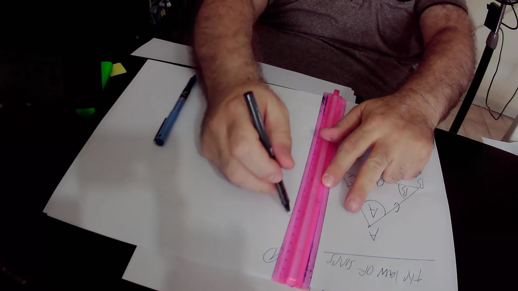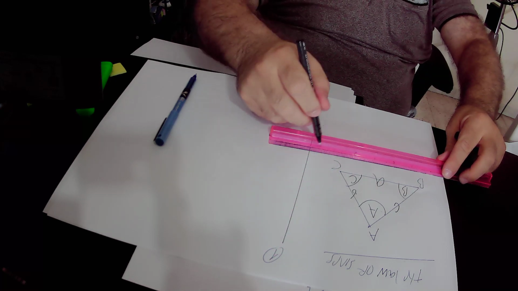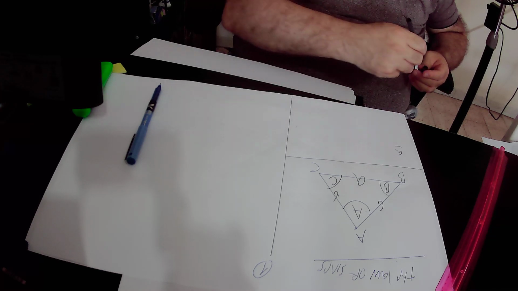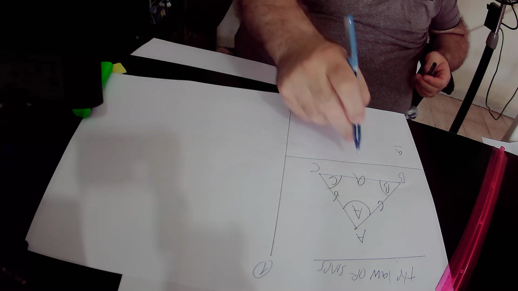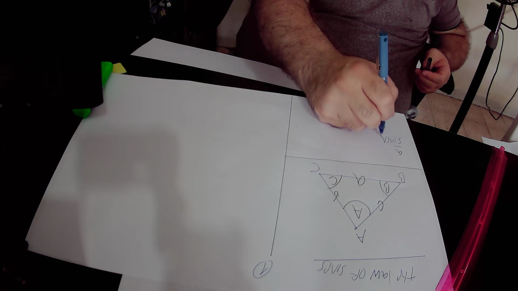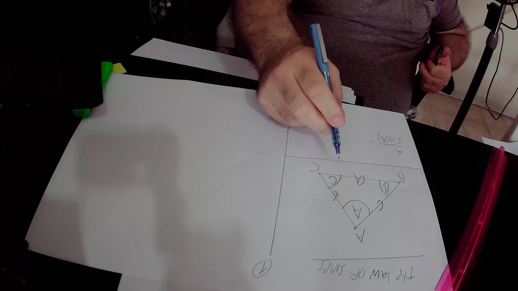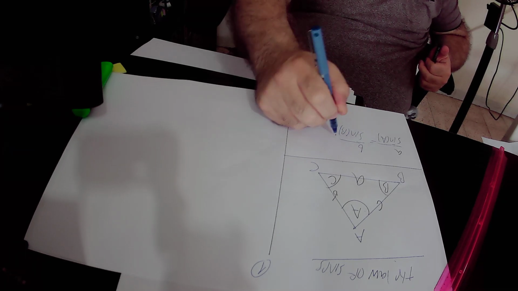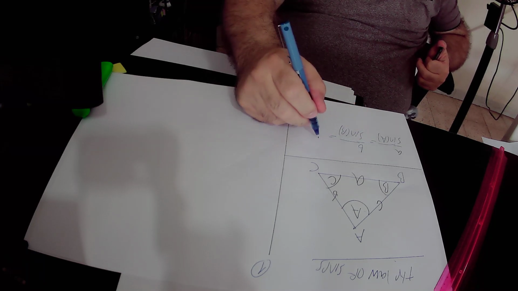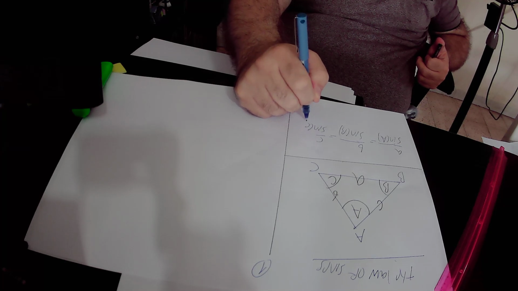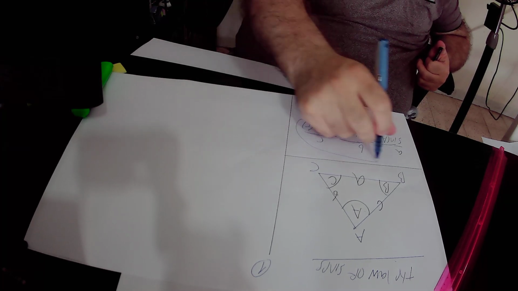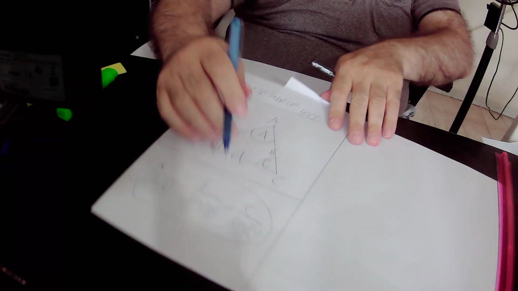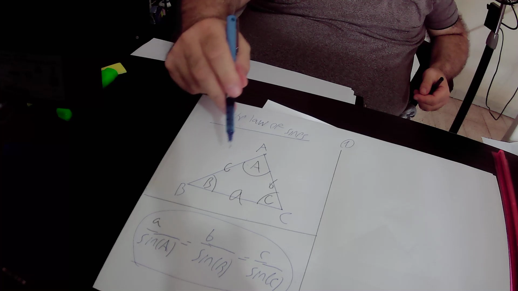So here, according to the law of sines, we get that A over sine A is equal to B over sine B, and it is equal to C over sine C. I repeat again, according to the law of sines, in this triangle ABC, A over sine A equals B over sine B equals C over sine C.